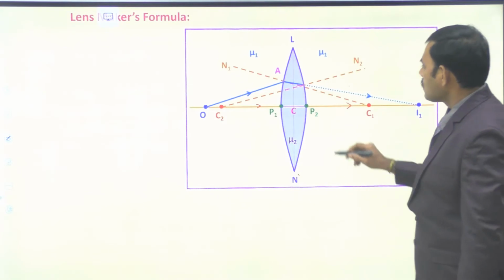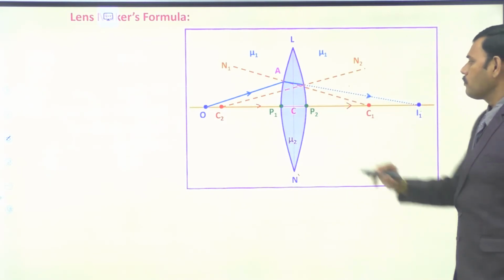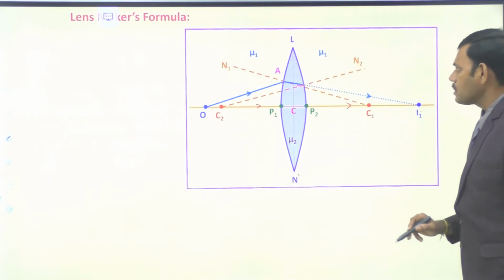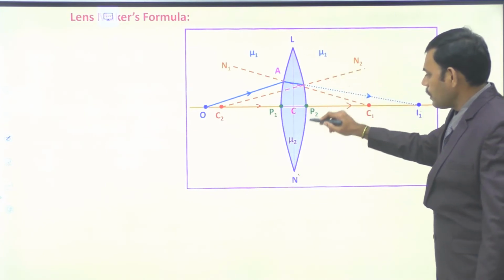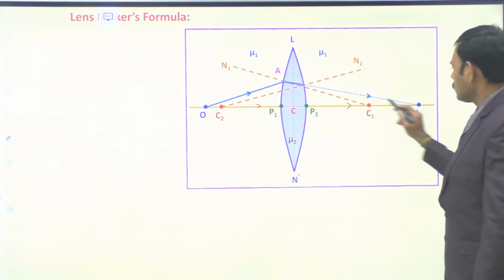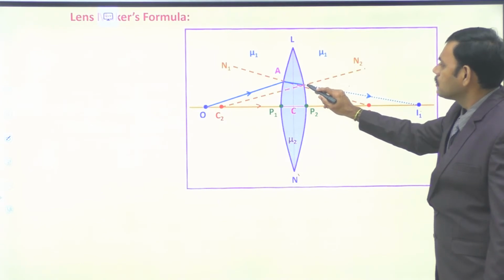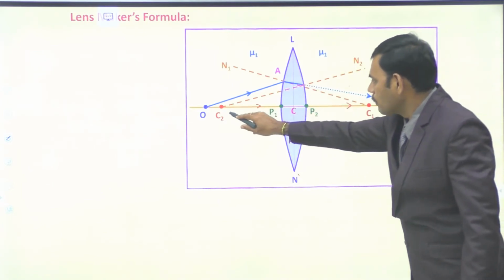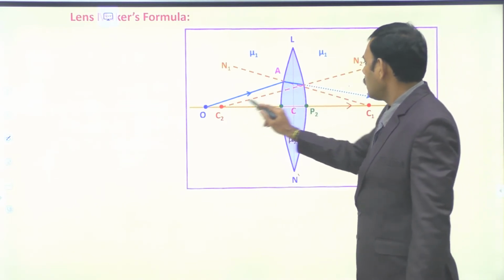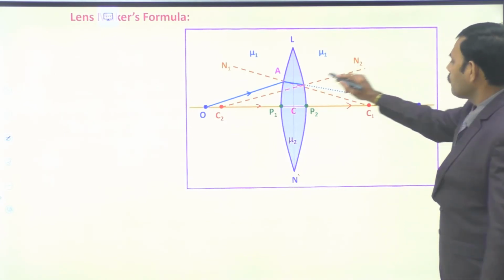This I1 is the image due to the first refraction, and that becomes the virtual object for the second refraction. The second refraction takes place through the LP2N refracting surface. For that, I1 is the virtual object and it is incident at this point B. Let us draw a normal for the second refracting surface at the point of incidence. Let C2N2 be the normal drawn to the second refracting surface at the point of incidence.